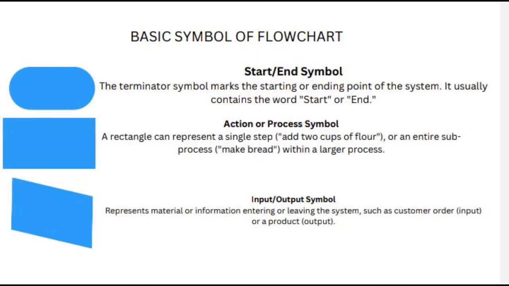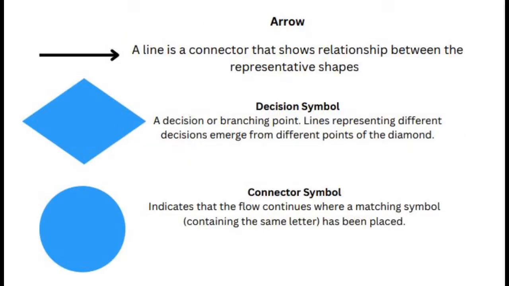So, ang input-output symbol nag-represent materials or information entering or leaving the system, such as customer order, which is ang input, or a product, which is ang output. Sunod is arrow. A line is a connector that shows relationship between the representative shapes.